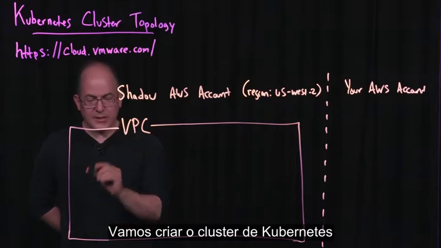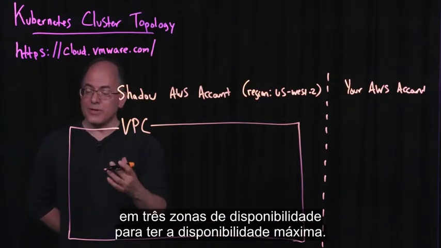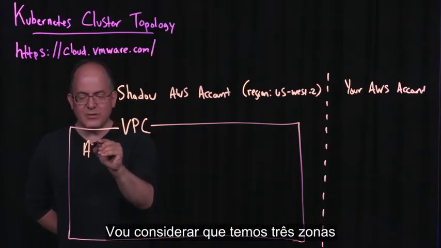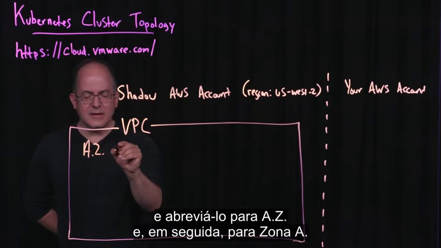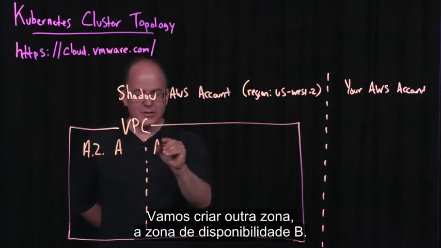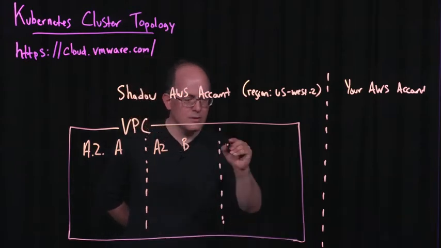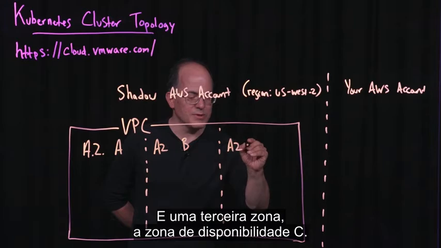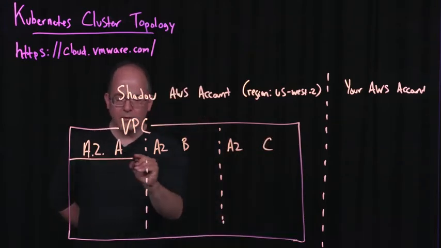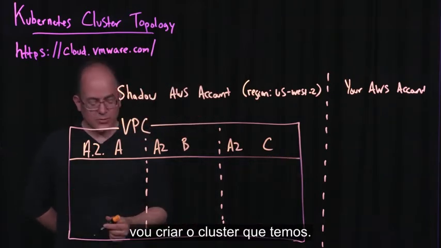We are going to create the Kubernetes cluster in 3 availability zones for maximum availability. So I'm going to assume we have 3 zones. I'm going to abbreviate it AZ and then zone A. We'll make another zone, availability zone B, and a third zone, availability zone C. Great. So within these zones, I'm going to go ahead and create the cluster that we've got.